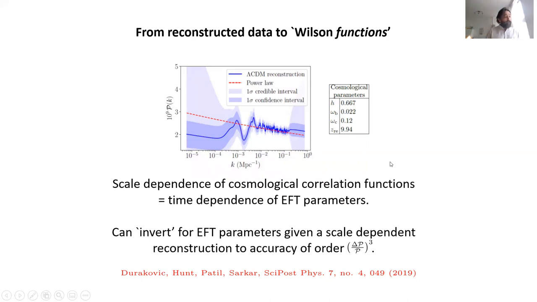In particle physics, we have Wilson coefficients. In the effective theory of the adiabatic mode, we have Wilson functions. Now, it should be clear that the scale dependence of cosmological correlation functions from some underlying theory that gives you different Wilson functions is the manifestation of the time dependence of these Wilson functions. So the fitting that particle physicists do would have to correspond to an inversion for these EFT parameters.